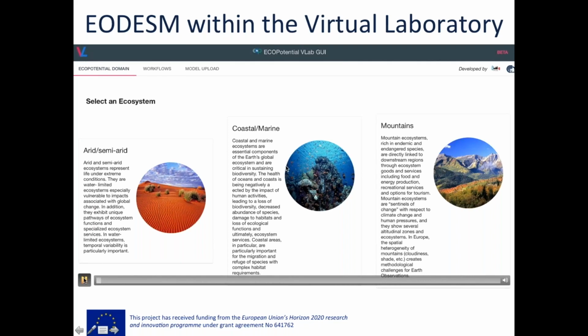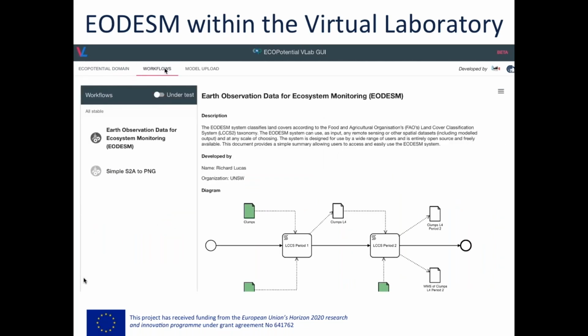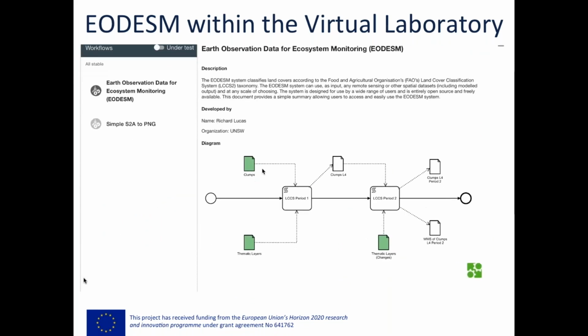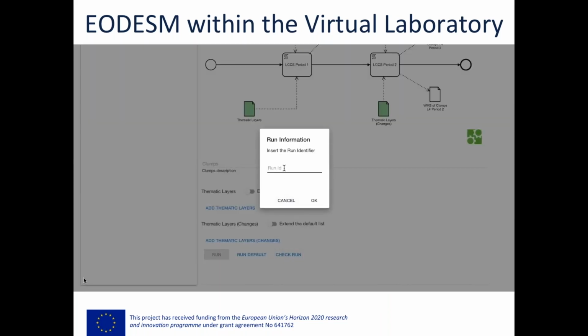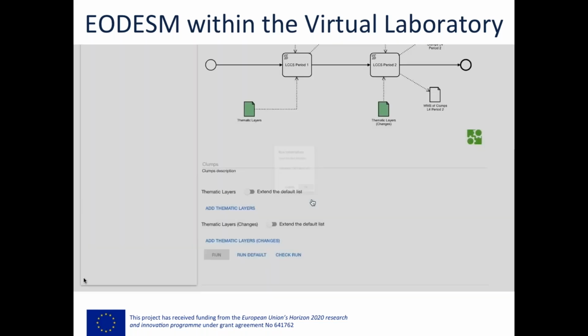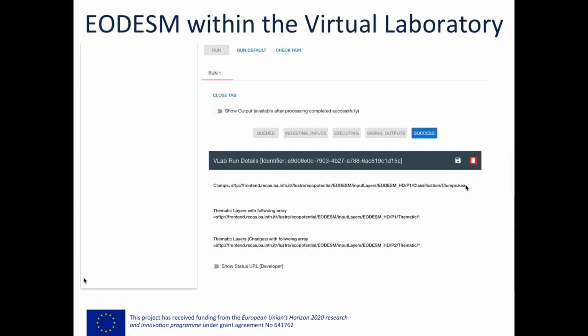So this is the entrance of the virtual lab. We choose workflows. Then we have clumps, and we have our thematic layers, and our thematic layers, the changes from period 2. So what I'm doing is I'm checking a previous run. So you have this previous run, which has an ID. And this is what you get when you run the virtual lab, and you can see that in the black. And you can see now that this here is the path where the clumps are, and it's got an SFTP at the front. So you need to copy that across. Then you've got the period 1 and period 2 being highlighted there.